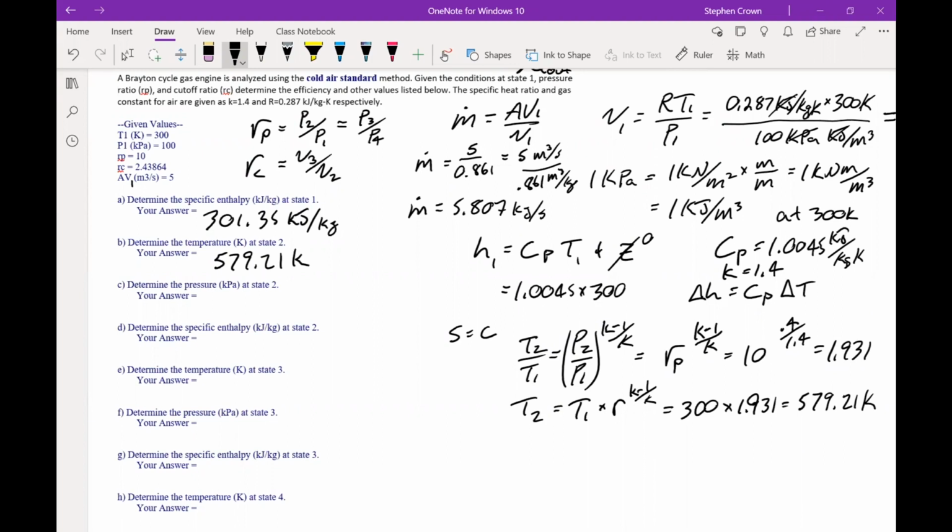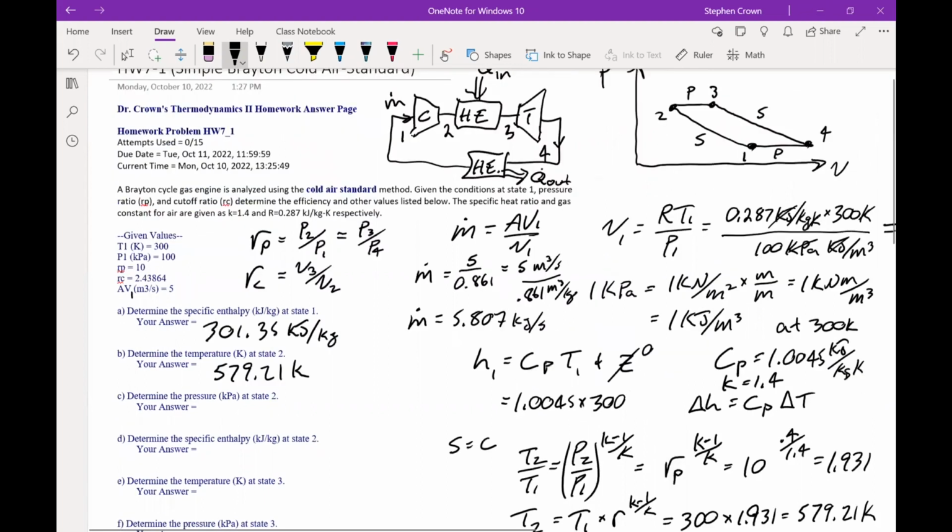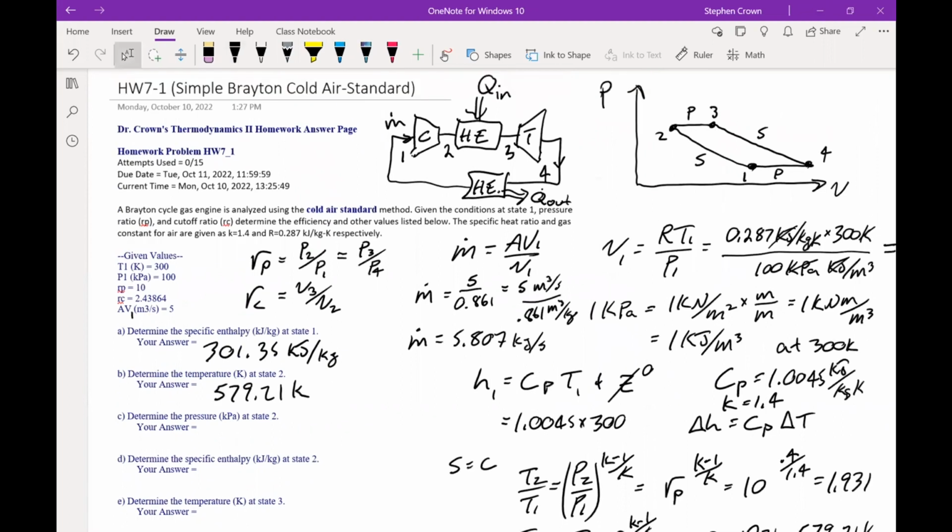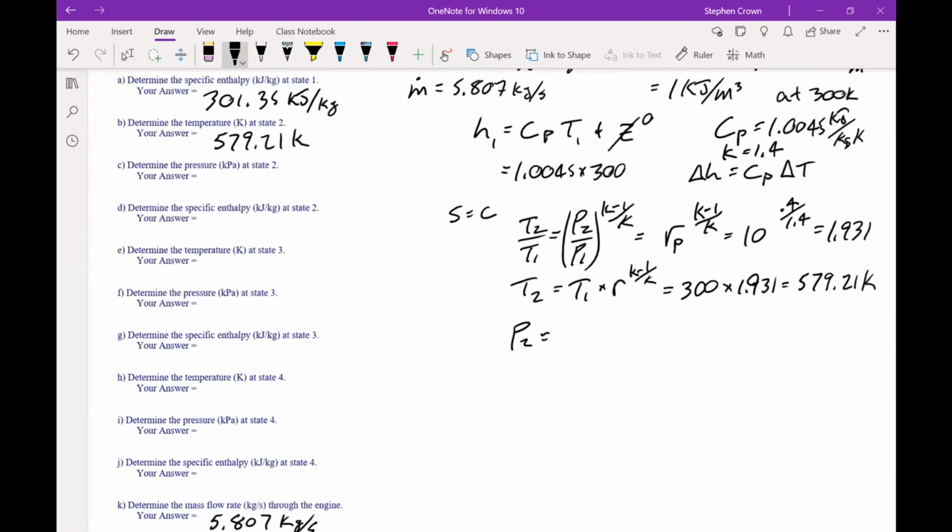All right, then moving on to determine the pressure at state 2. At state 2, we were given a pressure ratio, which is 10. So it will just be 10 times the pressure at state 1, which was given as 100 kPa. So P2 equals P1 times RP, or 100 kPa times 10, so equals 1,000 kPa. Again, our pressure ratio, RP, is defined as P2 over P1.